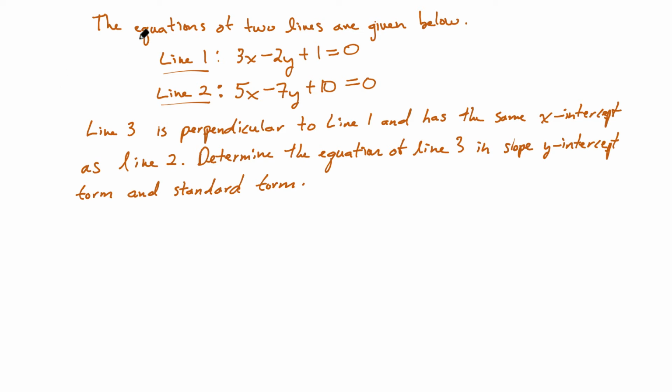Hi everyone, in this video we're told the equations of two lines are given below. Line 1 has equation 3x minus 2y plus 1 is equal to 0. Line 2 has equation 5x minus 7y plus 10 is equal to 0.